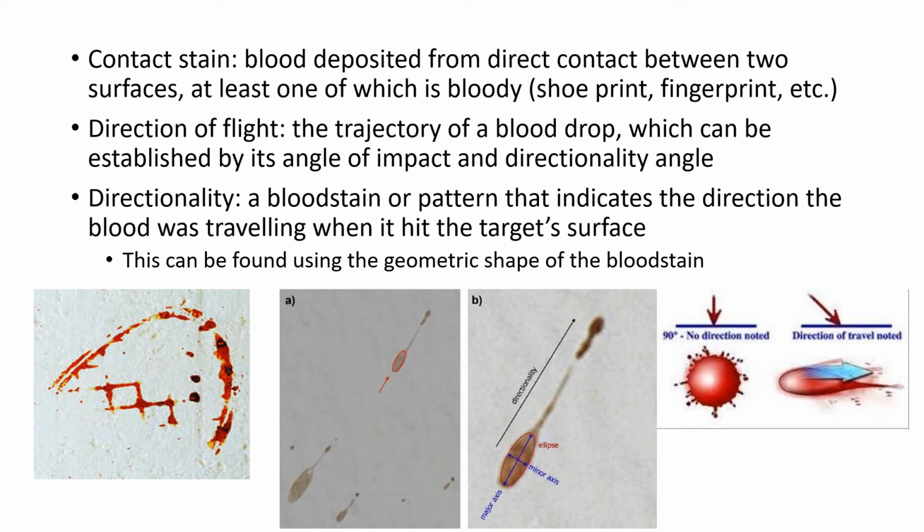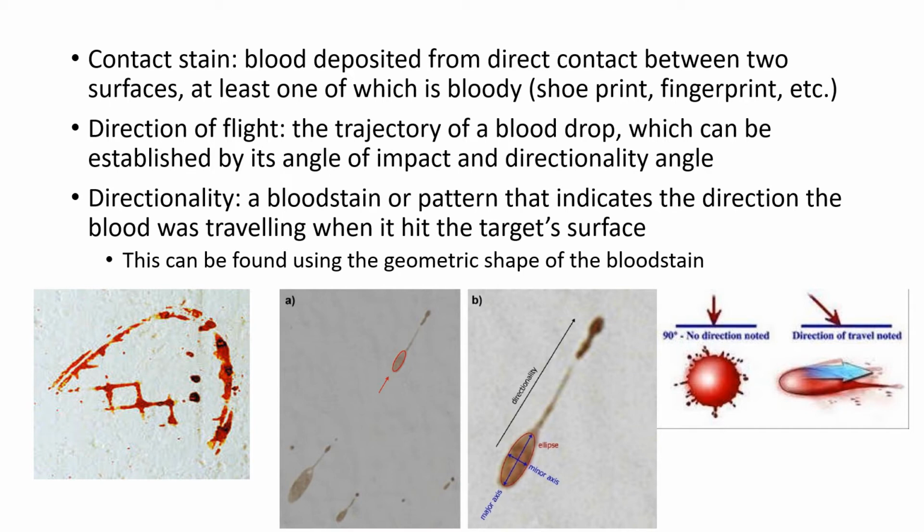One thing that we'll be measuring and looking at is direction of flight. So the trajectory of a blood drop, which can be established by its angle of impact and directionality angle. Directionality, which is the next term, is a blood stain or pattern that indicates the direction blood was traveling when it hits a target surface. And this can be found by looking at the geometric shape of the blood stain.